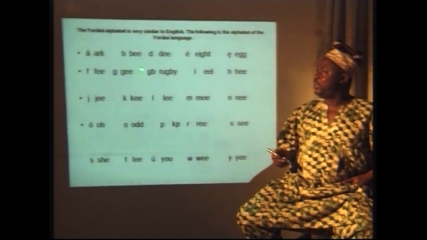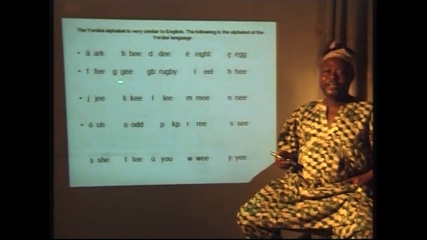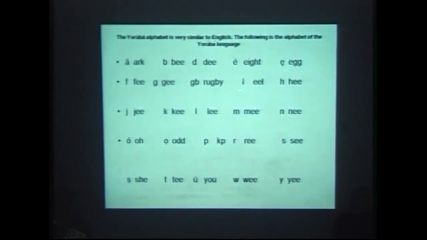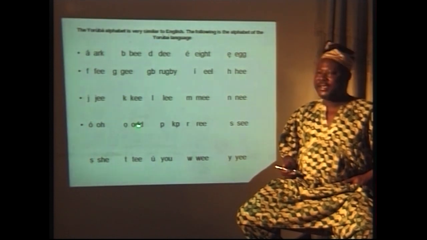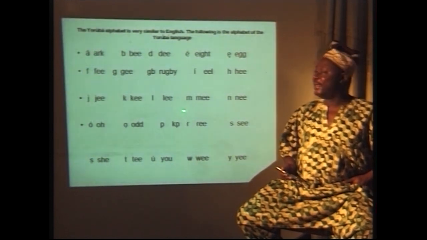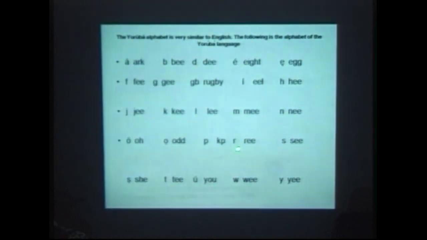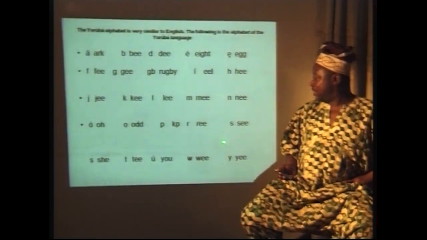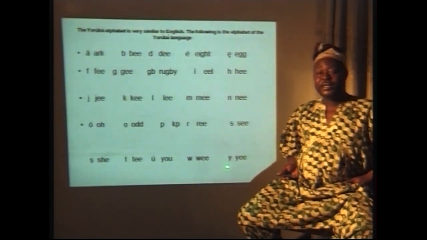The Yoruba alphabet is very similar to English. The following is the alphabet of the Yoruba language: A, B, D, E, Fi, G, Gb, H, I, J, K, L, M, N, O, P, R, S, Sh, T, U, W, Y.